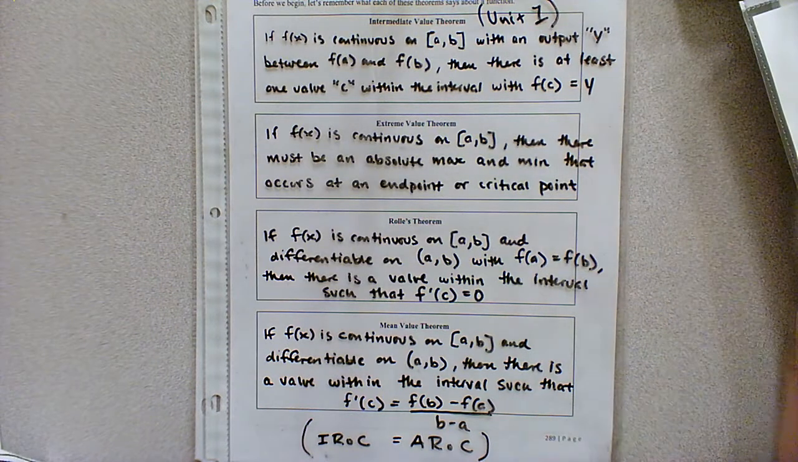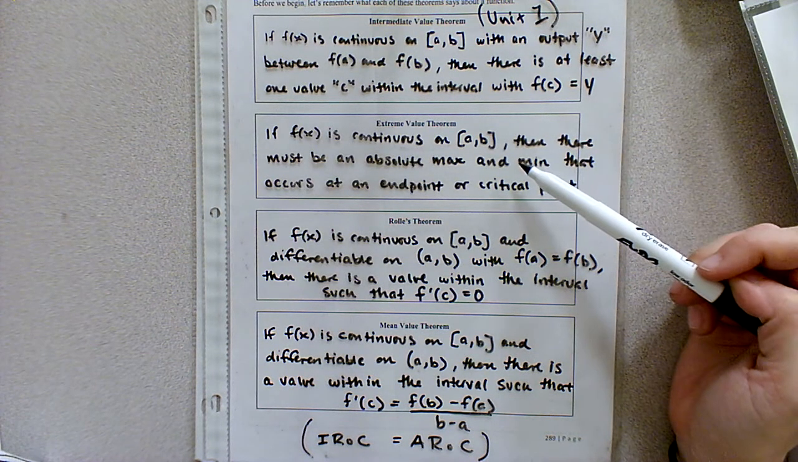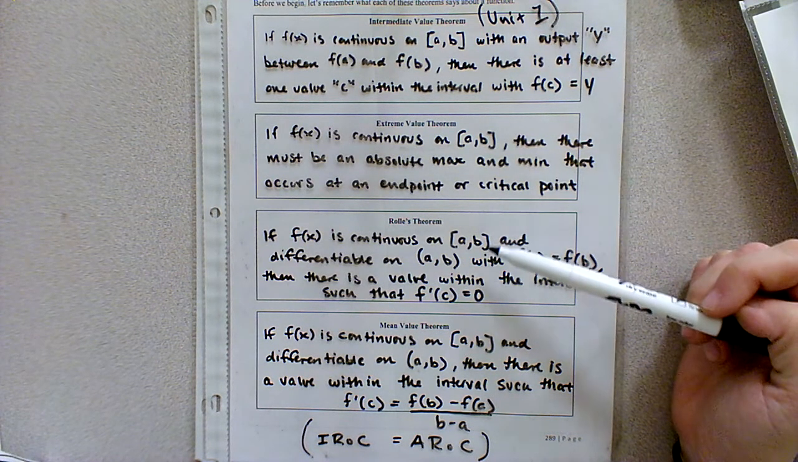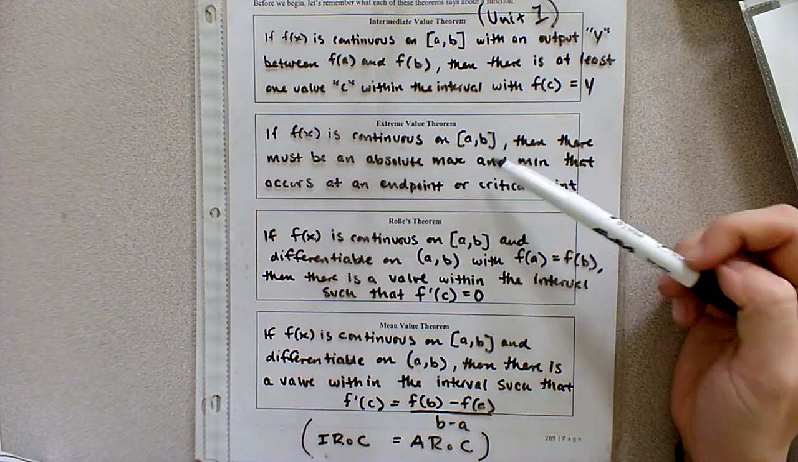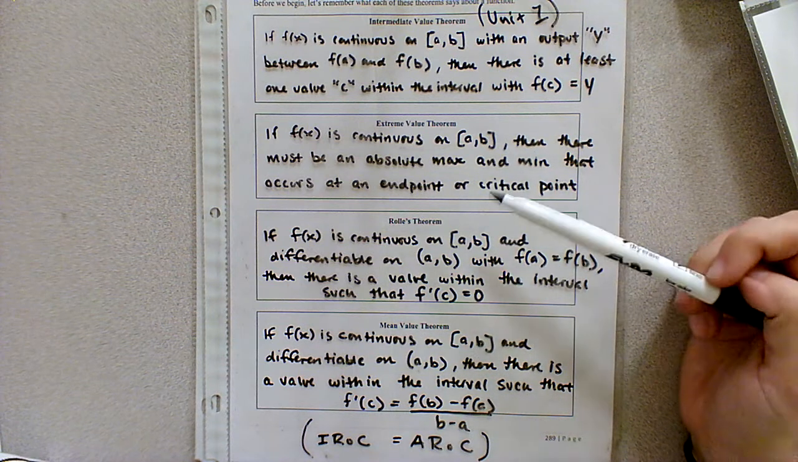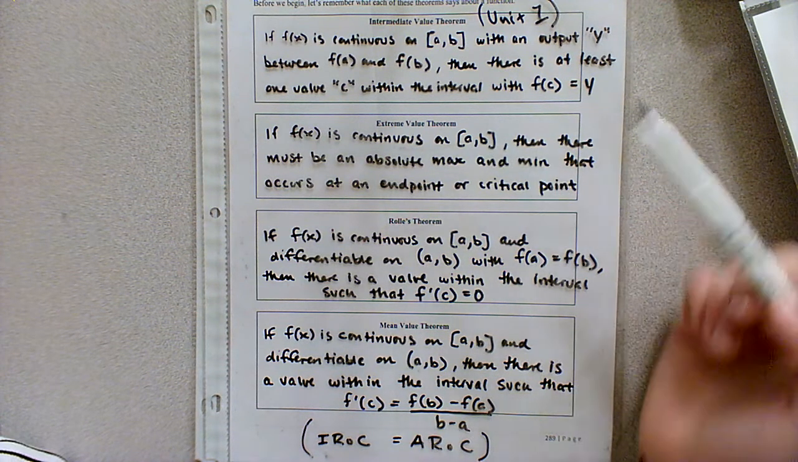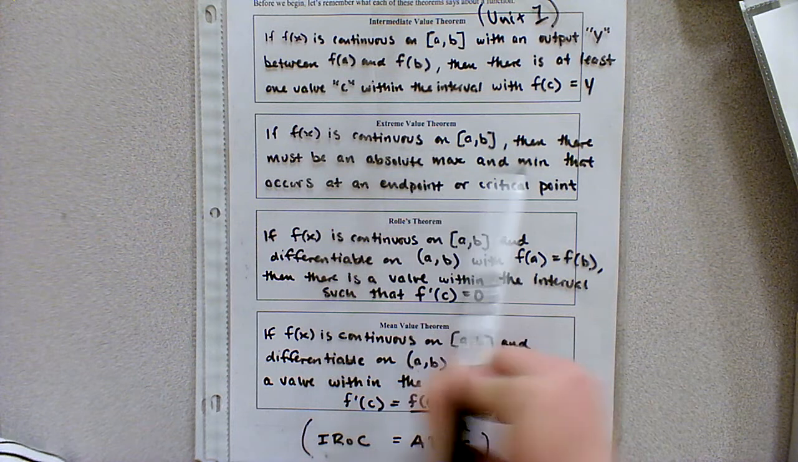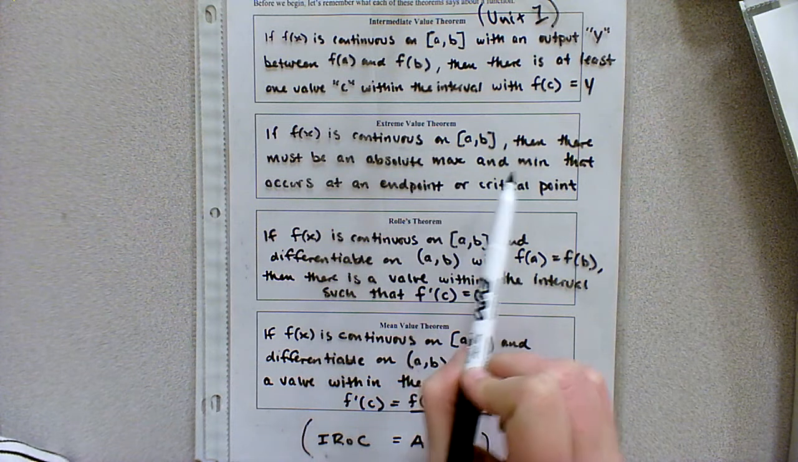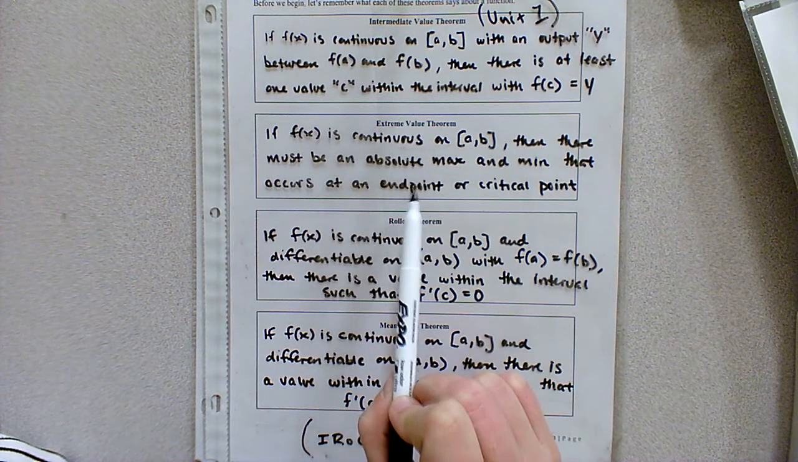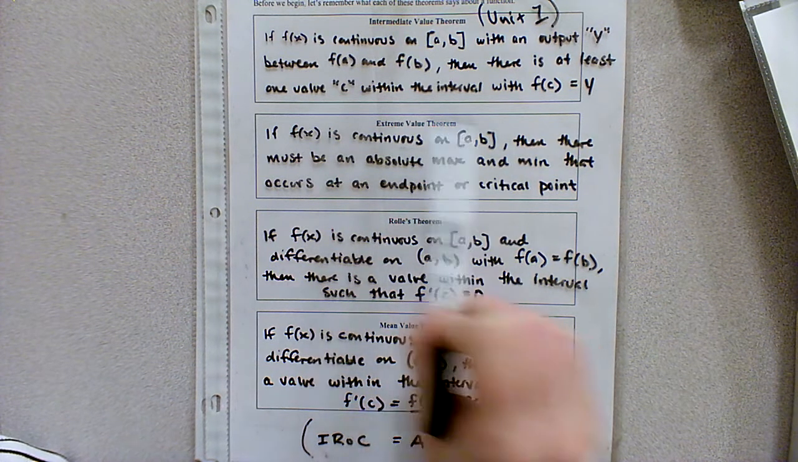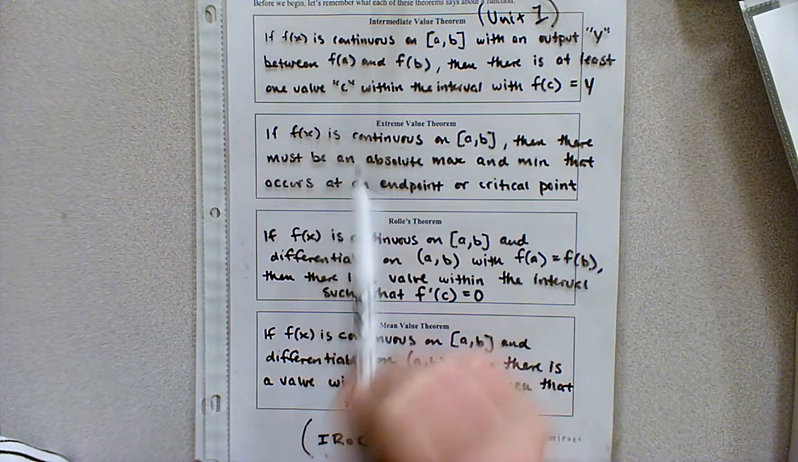More recently, though, we've been looking at the extreme value theorem and then Rolle's theorem and mean value theorem. All of these are in this Unit 5 that we've been working with. Extreme value theorem: if we're continuous on a closed interval, we're guaranteed a max and a min, absolute max and absolute min, and that can happen at an endpoint or a critical point. We dealt with this theorem before break.